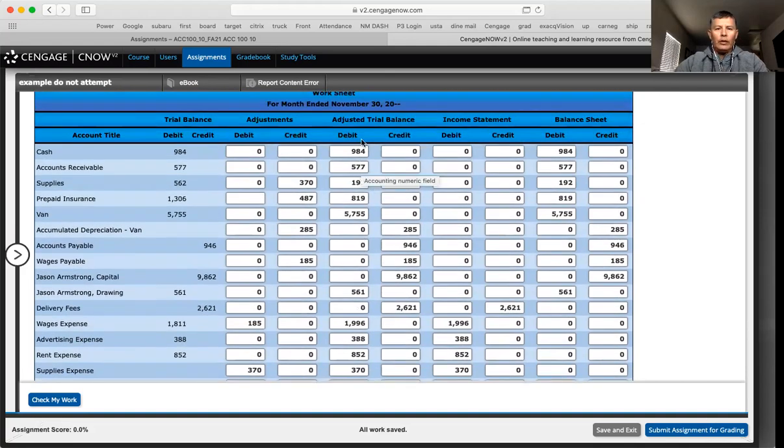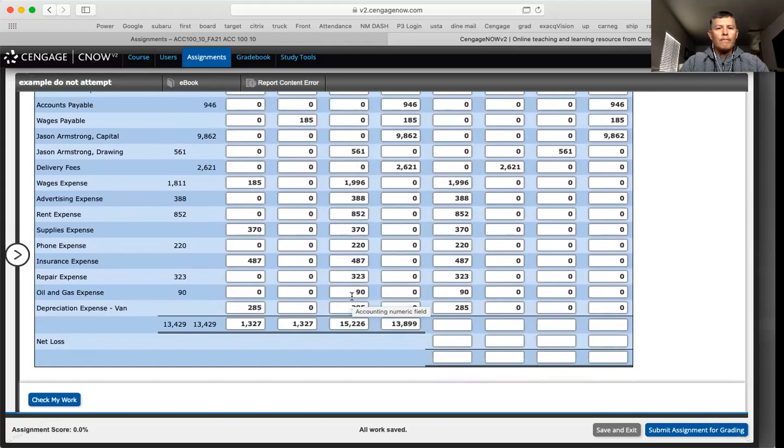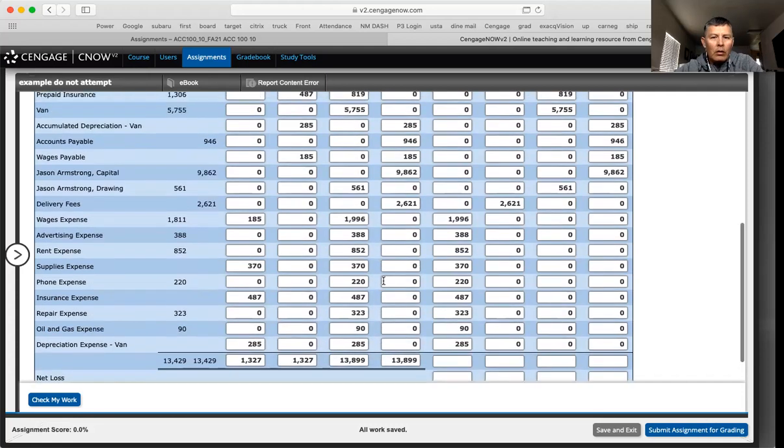Okay, let me add. I have to go to this debit column. 984 plus 577 plus 192 plus 819 plus 5755 plus 561, 1996, 388, 852, 370, 220, 487, 323, 90, 285. That's 13,899. Okay, 13,899.